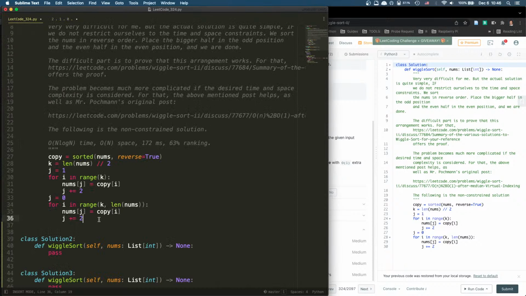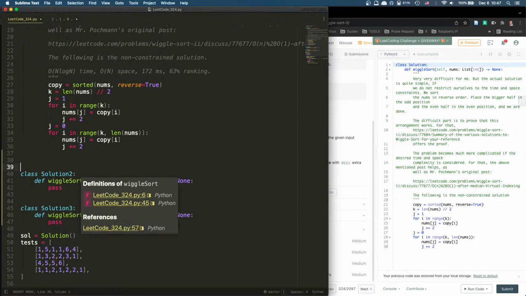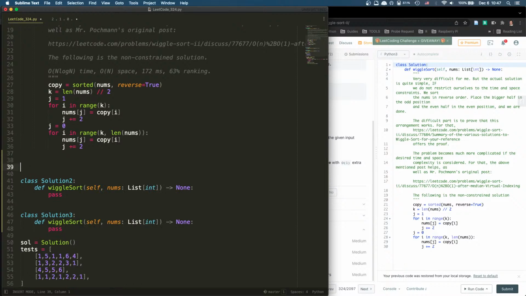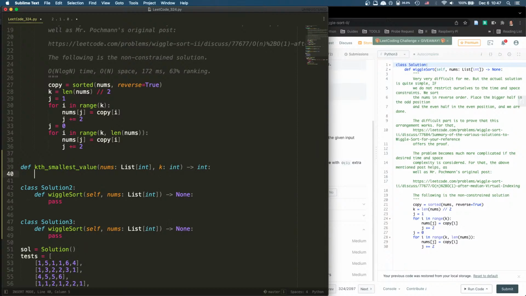So we need to find the median value, which means we need to find the kth value in the entire array. But before we do this, we're going to define a function, kth smallest value. We're going to pass in the nums and then pass in the k. And what do we return? What we need to return is the value itself, the kth smallest value. So how do we do this?